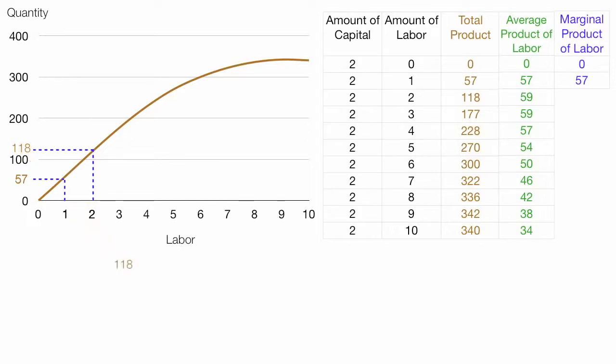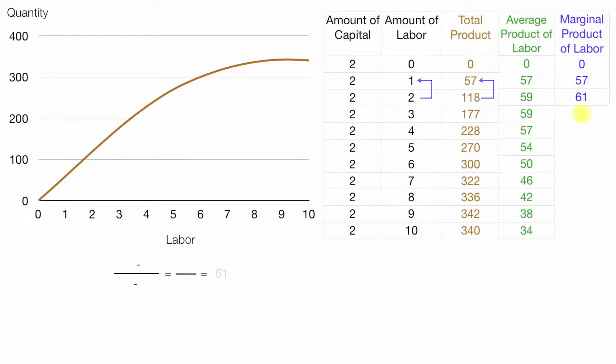So I take 118 minus 57 divided by 2 minus 1. This is equal to 61 divided by 1. And this equates to 61, of course. And this is my marginal product of labor moving from 1 to 2 units of labor. So I took 118 minus 57 and divided that by 2 minus 1, and that gave me 61.